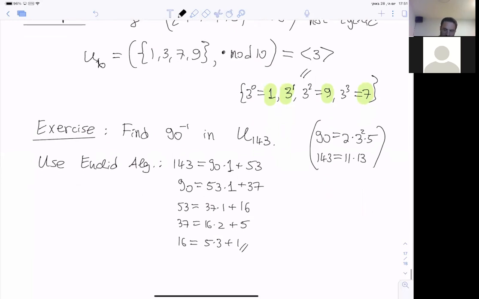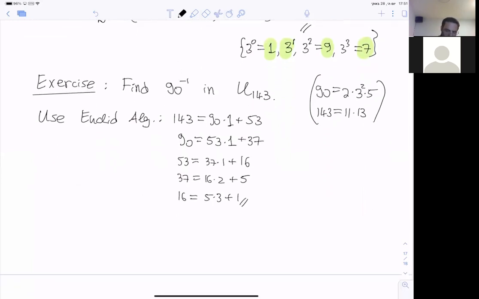So now let us explore the coefficients of this king and queen that gives you 1. So 1 is 16 minus 15. Now we have 16 and 5. So it is 16 minus, instead of writing 5, I'm writing 37 minus 2 times 16.